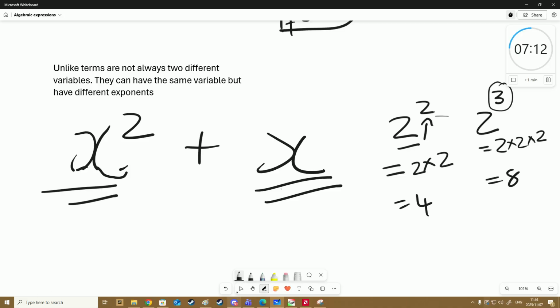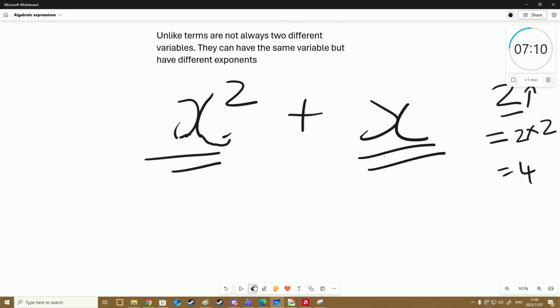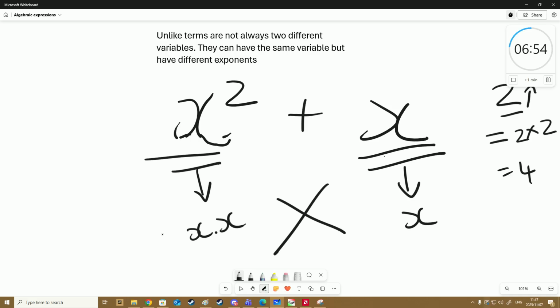So why is this important? Because this is one term, this is the second term. It's separated by a plus. But this one is x times x. X times x gives us x squared, where this is just a normal x. So these cannot be summed together. They are not alike. They are unlike terms.